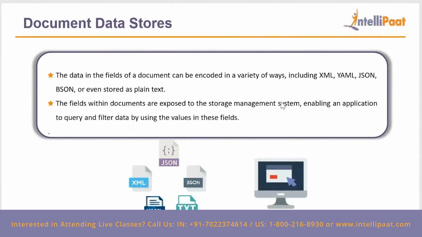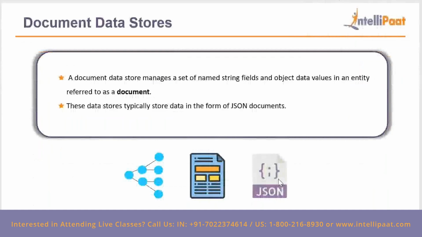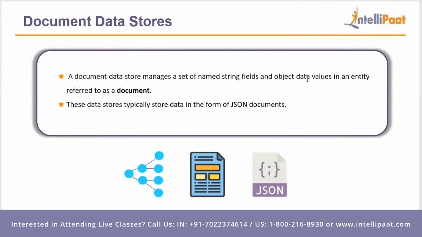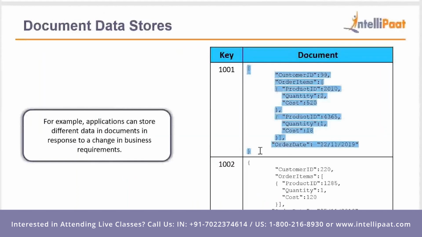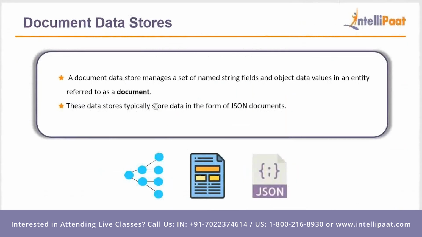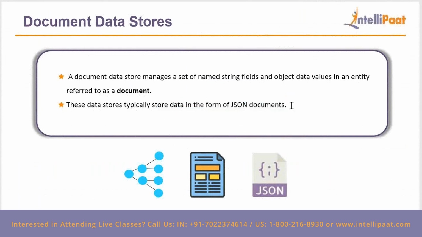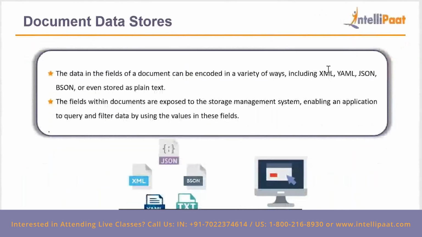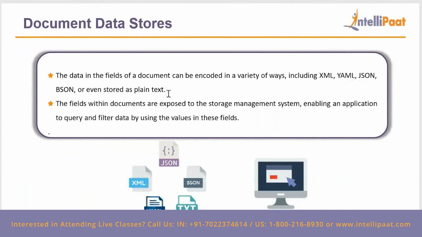Here what happens is, like we have rows in your database, the same level is the document. So now let's understand what a document data store is. A document data store manages a set of named string fields and object data values in an entity referred to as a document. What they exactly mean is your entity and the entity details are all inside one single thing, and that is called your document. These data stores typically store the data in the form of a JSON document. 90% of the times it is a JSON document, but they also support XML, YAML, BSON, or even plain text. So there are different kinds of document databases, and based on your need you can store it. Usually when we select Cosmos DB with the SQL API, it stores it in this format and uses JSON.